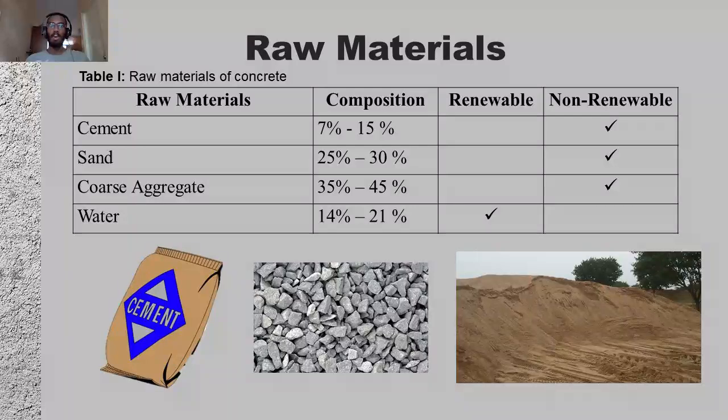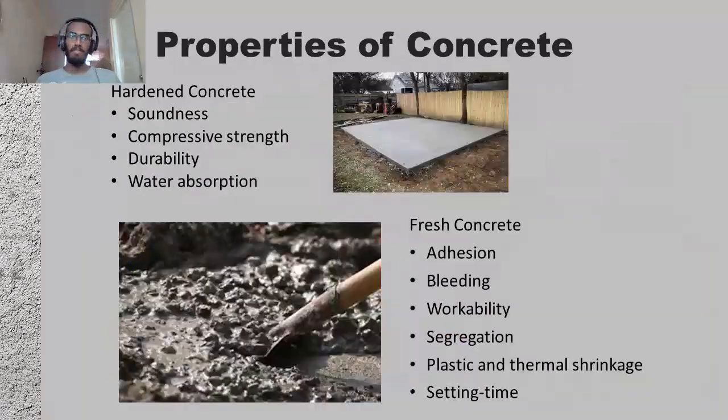Here is a table of the raw materials of concrete. Concrete contains 7 to 15% cement, 25 to 30% sand, 35 to 45% coarse aggregate, and 14 to 21% water. Here, as shown in the table, only water is classified as a renewable resource, which contributes to the unsustainability of cement as an ingredient in concrete.